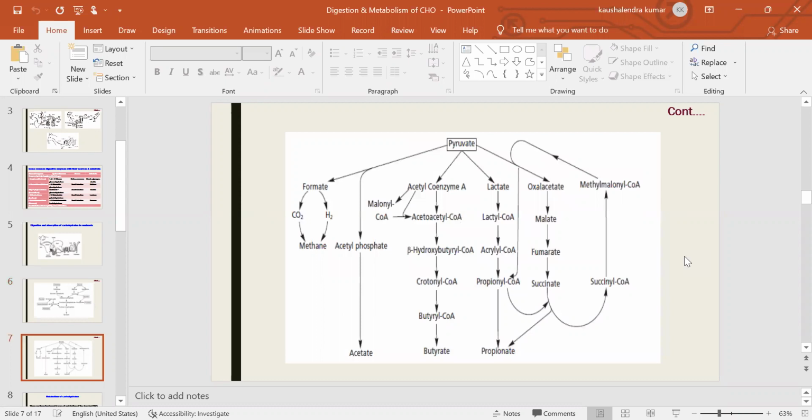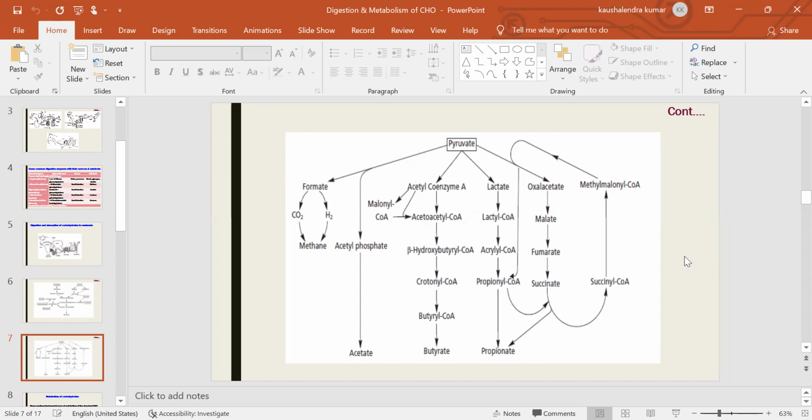So finally, after the intermediate product pyruvate, these pyruvate are finally converted to formate. Formate is further converted to methane, CO2 and hydrogen. Then both CO2 and hydrogen combine to form methane. Then acetate, butyrate, propionate. So these three different metabolites are produced, and that acetate, butyrate and propionate are used as a source of energy by the ruminant.